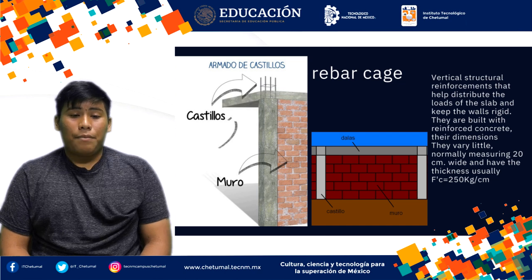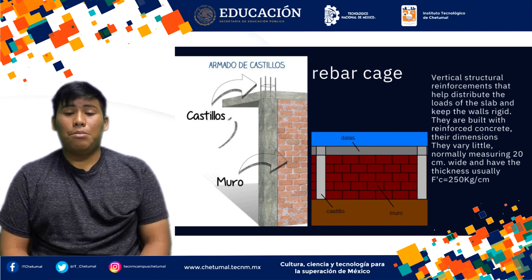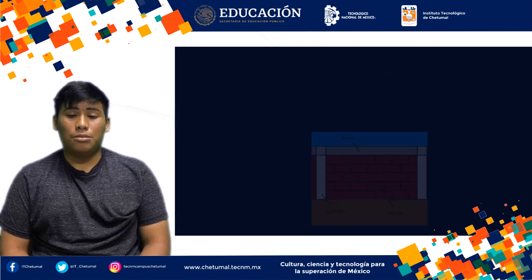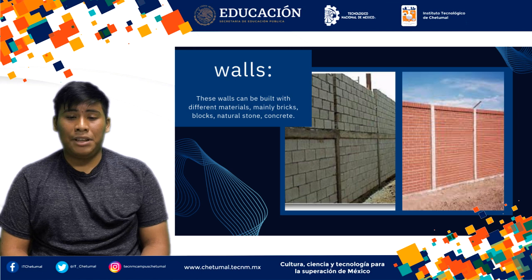distribute loads evenly. The bond beam is similar to the foundation beam but is placed at the top of walls, and its function is to connect the reinforced columns and distribute the loads from the roof or slab evenly.